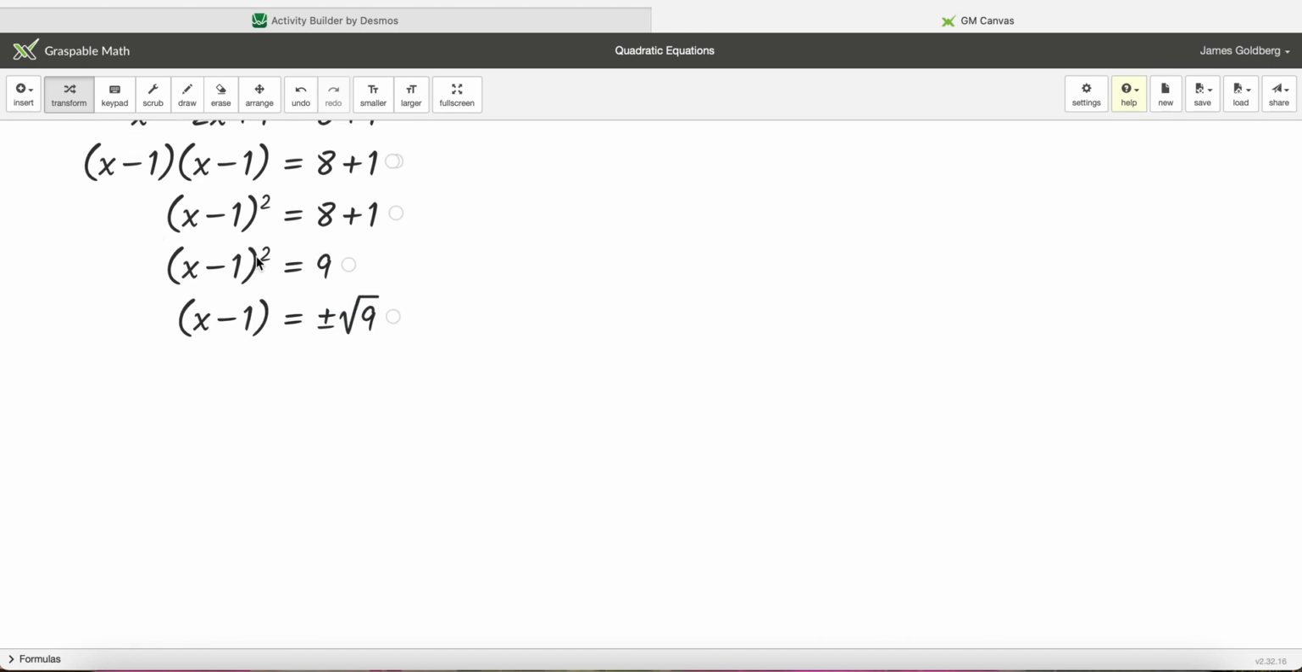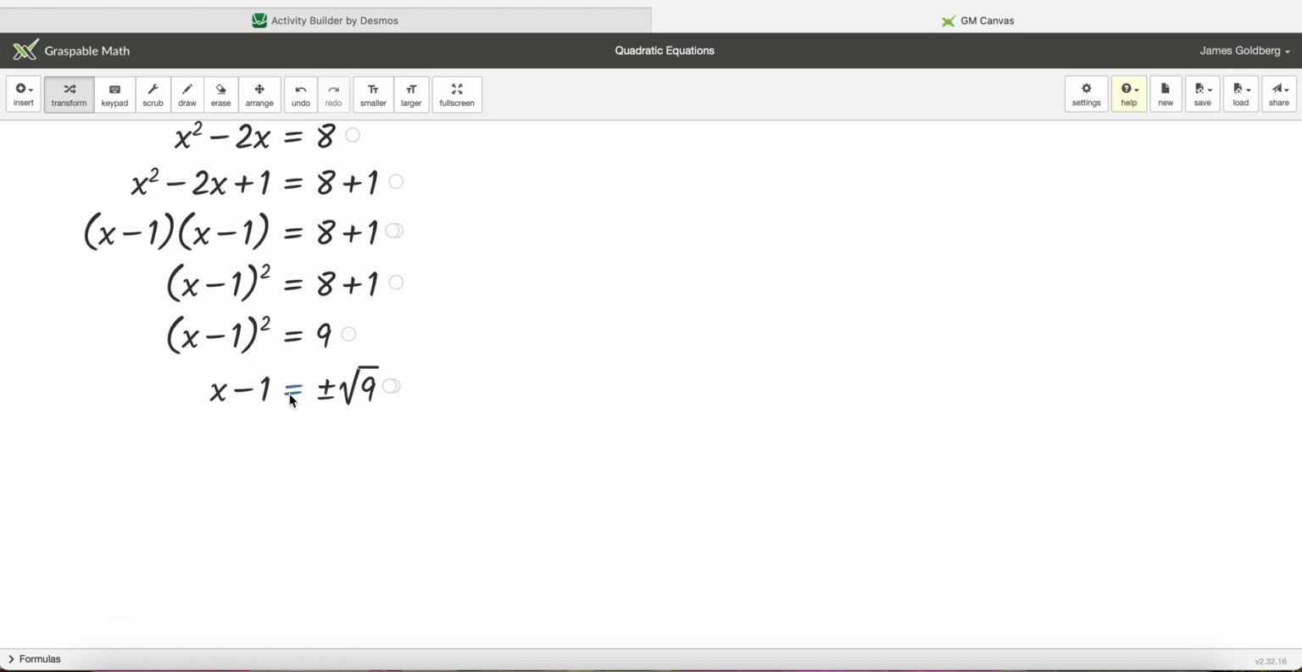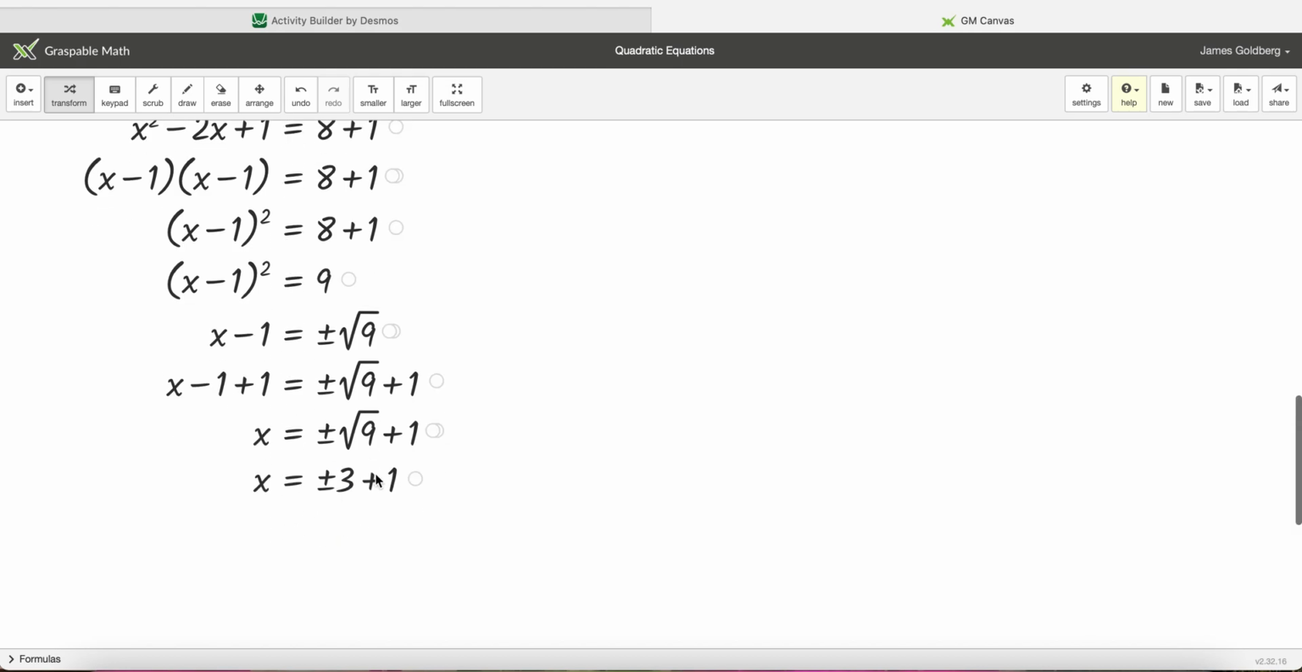So again, think about that. This is just something squared. It just looks more complex because there's a parentheses and there's a -1, but that's really all it is. So now I'm going to add 1 to both sides. And so here's my resulting equation. Well, that actually is a perfect square. So plus or minus 3 plus 1.